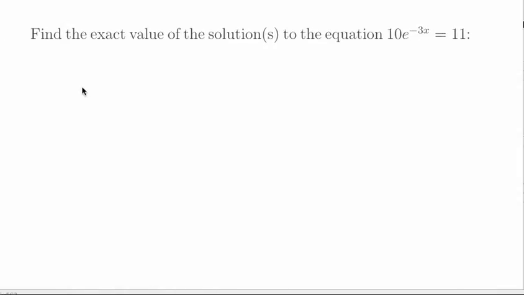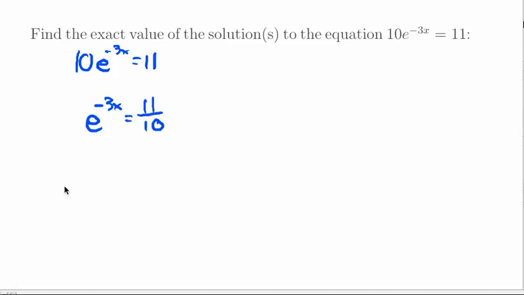Now on to the two equation solving questions that are on Master Exam EL. We're going to solve the equation 10 e to the negative 3x equals 11. So x is up here in an exponent. I'm probably going to involve a logarithm to get that x out. So first I'm going to divide off the 10. So I have e to the negative 3x equals 11 tenths.